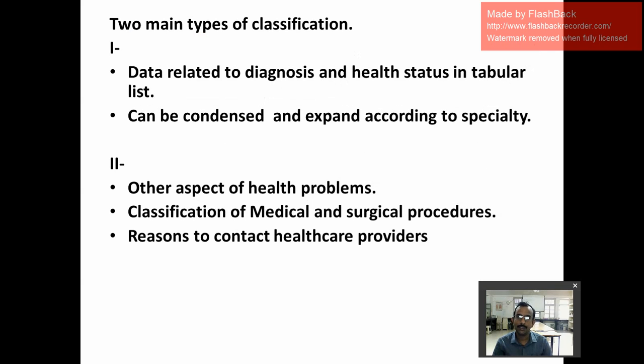In ICD classification, there are two major parts. The first one is data related to diagnosis and health status in a tabular list. It can be condensed and expanded according to the specialty. The second part of ICD covers other aspects of health problems, medical and surgical procedures, and reasons for contact with healthcare providers. So these are the two parts.